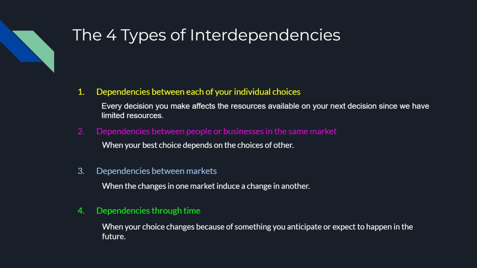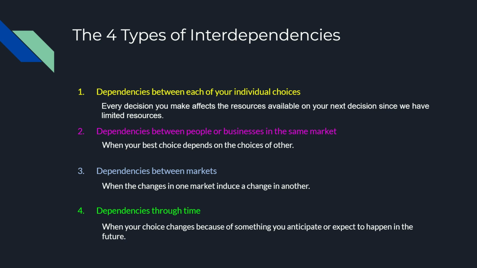Now the first one, dependencies between each of your individual choices, is that every decision you make affects the resources available on your next decision, since we have limited resources. So this is basically when a decision imposes a new constraint for your next decision. For example, let's say you have $50 to go shopping and you instantly spend $20 on food. Then you only have $30 to do any shopping, and this may deter you from buying anything expensive.